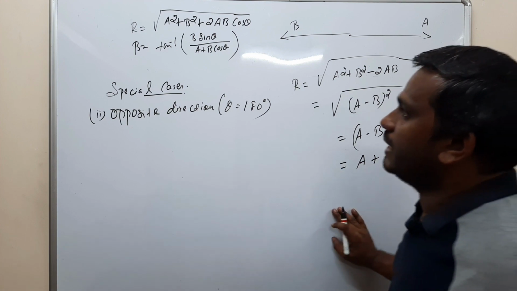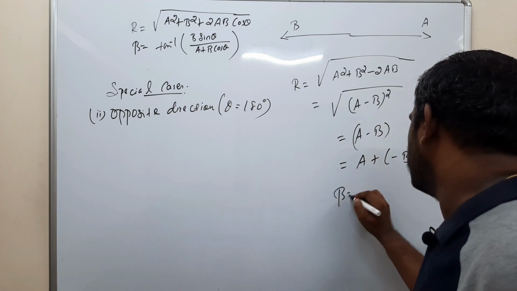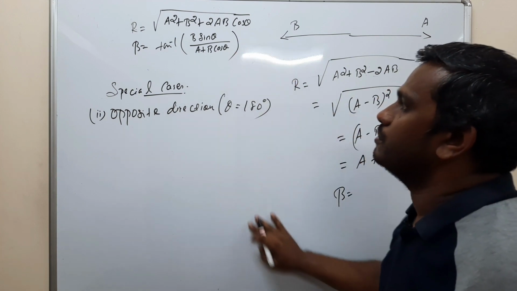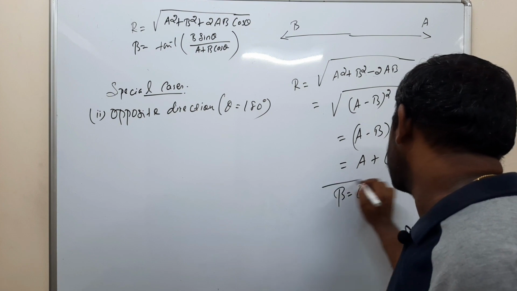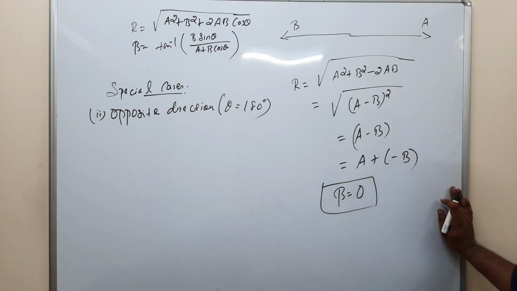So what about the direction of the resultant? Beta is equal to tan inverse of sin 180. Sin 180 is also 0. Therefore beta is equal to 0.